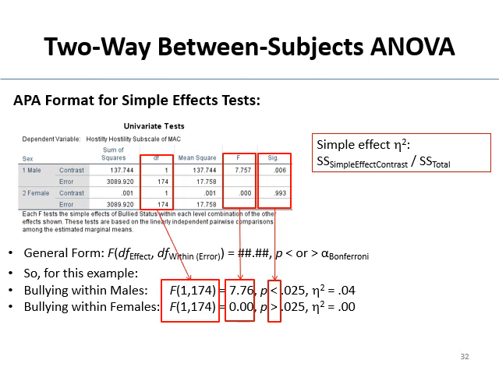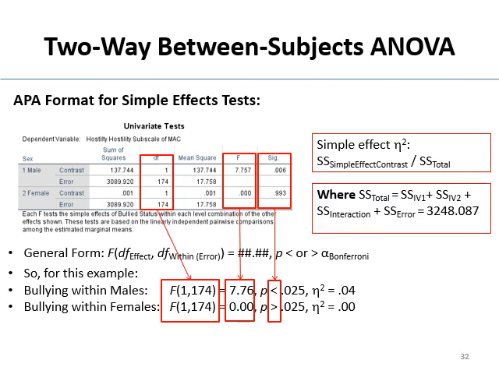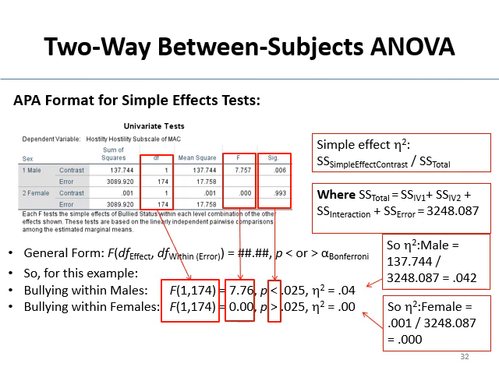Your simple effects eta squared is your sum of squares for the simple effect, divided by the sum of squares total on the prior table. So note it's 3248. It's not 3089. So it's not this error here, okay? All right. So for males, there's the formula. 137 does come from this table, but that 3248 came from the prior table, right? The table with all the effects in it. It was 0.04. And then for females, it's basically 0.